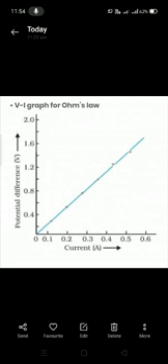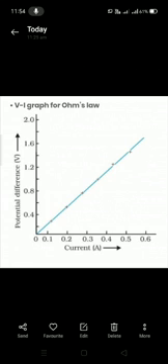When you perform an activity and note down the current and potential difference values by changing the number of cells, you will find that there is a linear relationship between current and potential difference. We observe that as current increases, the potential difference also increases. That is, when potential difference increases, current also increases, and if you represent it as a graph, it's a straight line passing through the origin. As potential difference increases, current is also increasing. That's the reason we are getting a straight line passing through the origin.